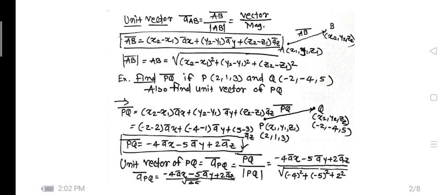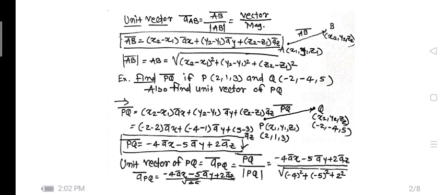So by putting the values, minus 2 a bar x plus, in bracket, minus 4 minus 1 a bar y plus 5 minus 3 a bar z. So if you calculate this, you will find PQ bar is equal to minus 4 a bar x minus 5 a bar y plus 2 a bar z, and unit vector of PQ is a bar PQ, which is equal to PQ bar upon mod of PQ.